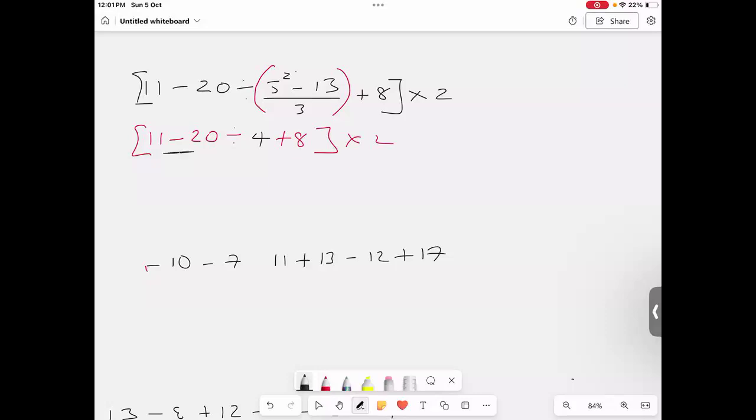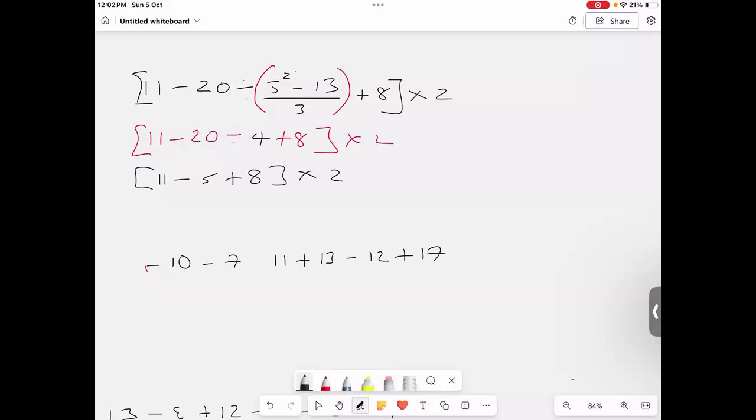So naturally, for those of you who are going to say 11 minus 20, that's going to be negative 9, that's going to be very incorrect. So remember, guys, division takes precedence over subtraction and addition. So I'm going to take my time. Then I'm going to go ahead and write back my square bracket here. 11 minus 5 plus 8 times 2.